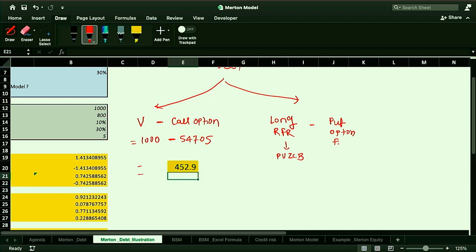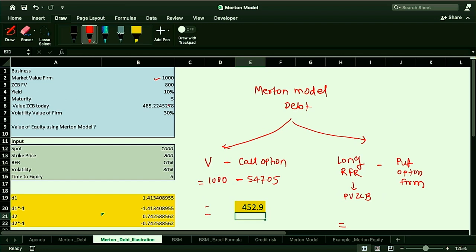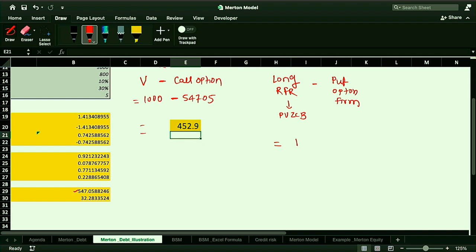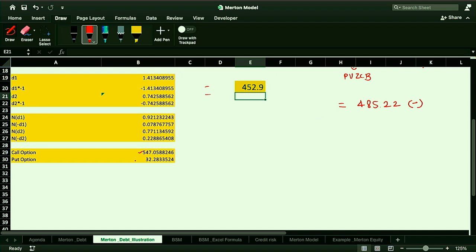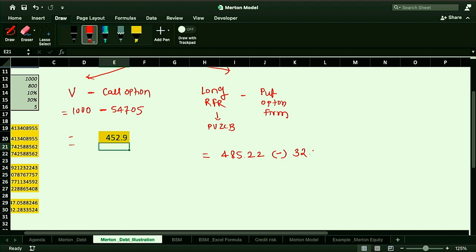Yes. What is the long position? What is the value of this zero coupon bond? 485.22. So 485.22 minus. Do we have the value of the put option? Because it's a short position, right? So it should be minus. Yes. The value of the put option is 32.28. So 32.28. And let's see what answer we get.